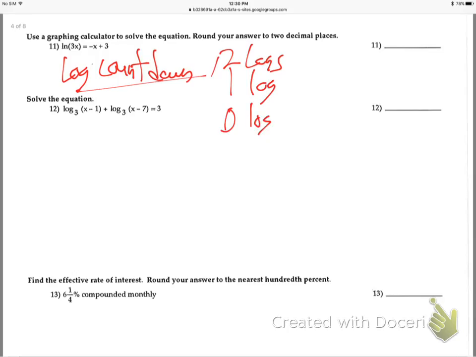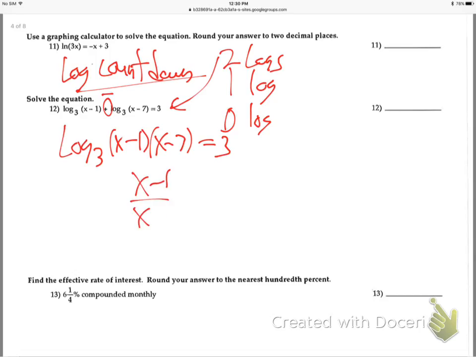So this first line has 2 logs. So next line I'm going to make it 1. You know how to make it 1, right? The adding in the middle becomes times. What if that had been minus in the middle? Then it would be x minus 1 over x minus 7. If there's minus in the middle, it becomes divide, because remember minus goes with divide. If there's adding in the middle, which there is, it becomes times: x minus 7 times x minus 1 times x minus 7. So that's the 1 log.